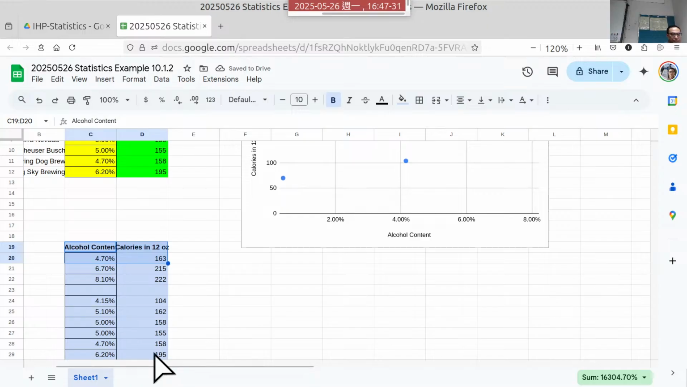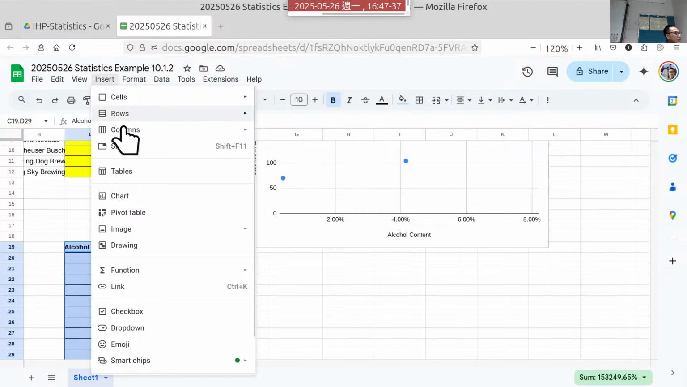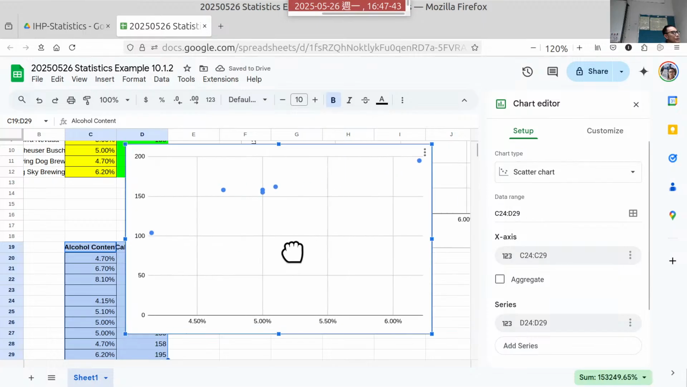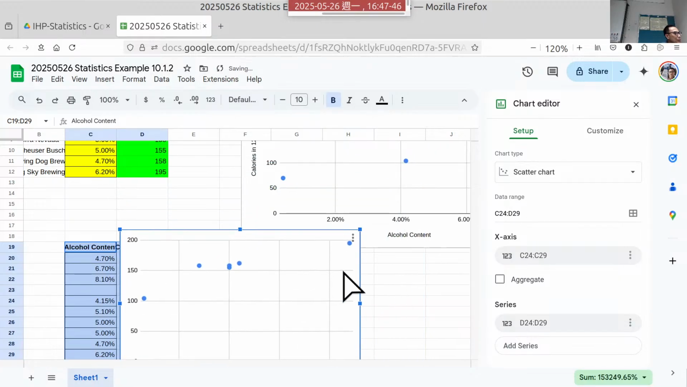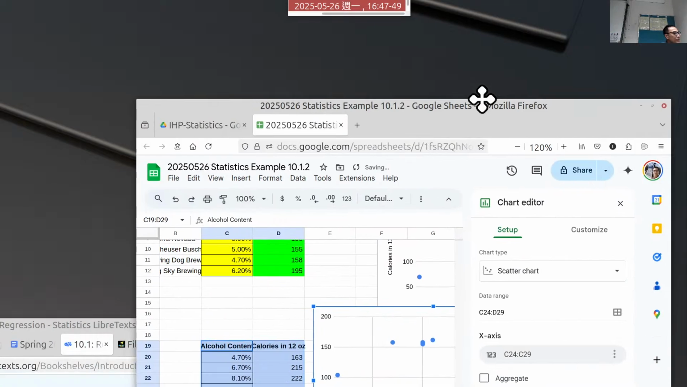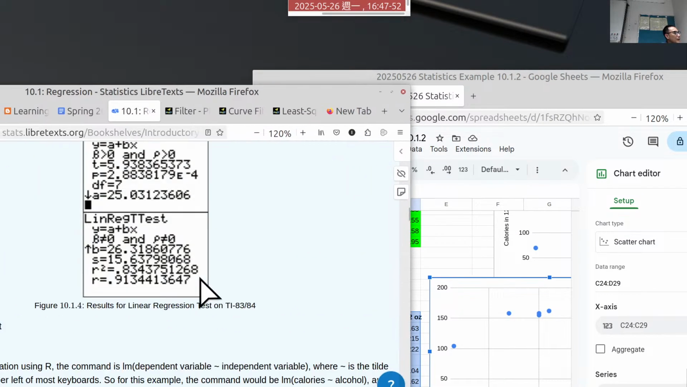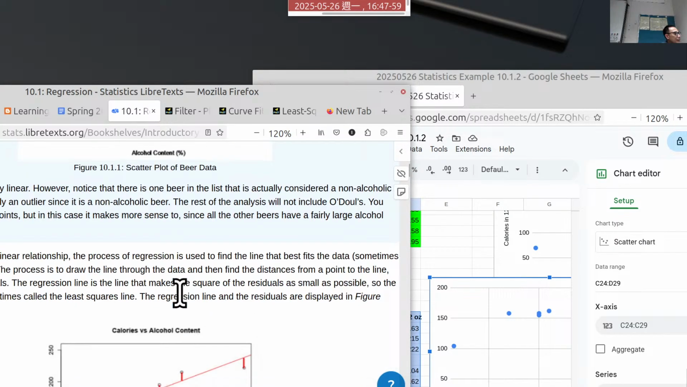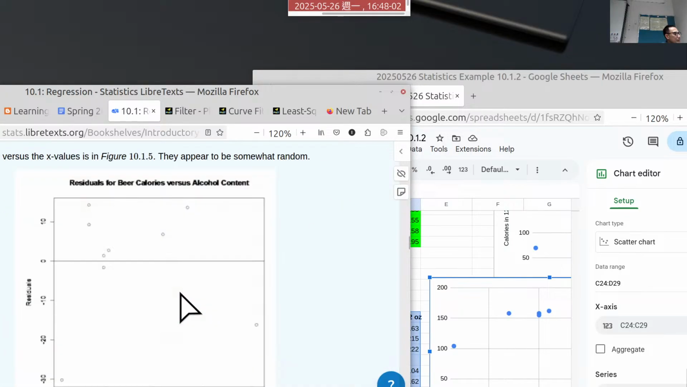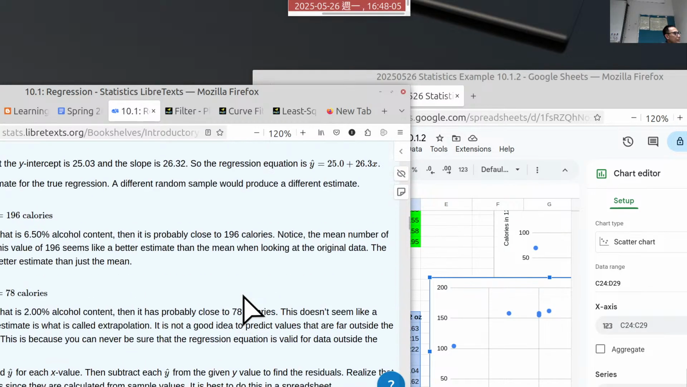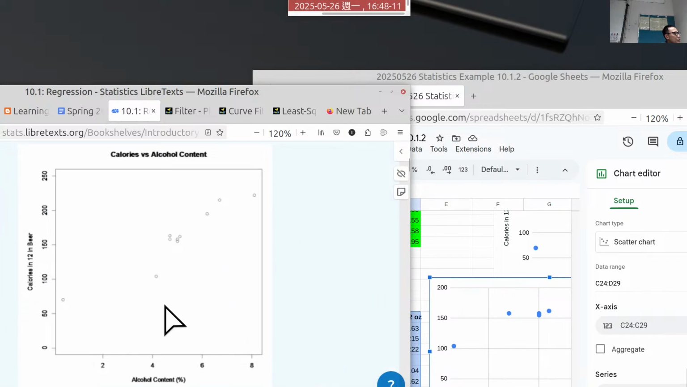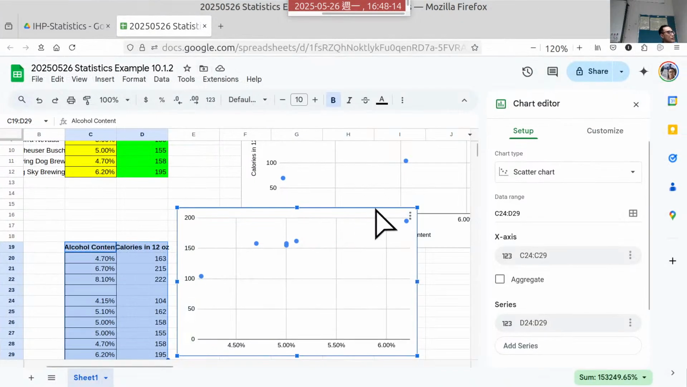Select this. Then insert chart. Yeah, see, very similar to the textbook. Okay, and now we can change it.